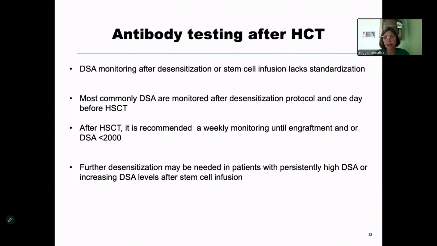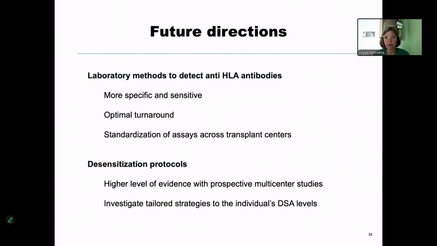Most commonly, the DSA are monitored at 1 day before transplantation, but several different data confirm the importance also of having a day 7 evaluation in order to implement further desensitization strategy in patients with persistently high DSA or increasing DSA level after stem cell infusion.